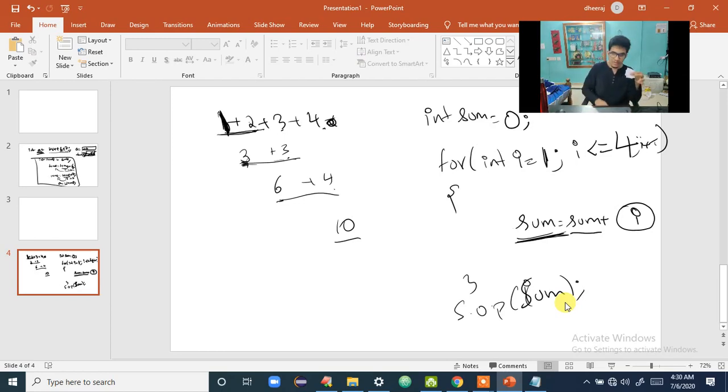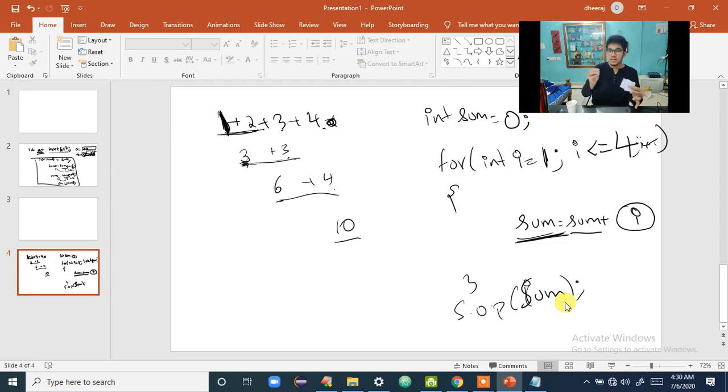I am storing it in sum. Then after that, what will happen? After that your I will increment. Now your second I value is ready. What's the second I value? 2.